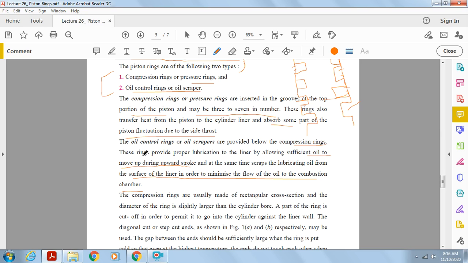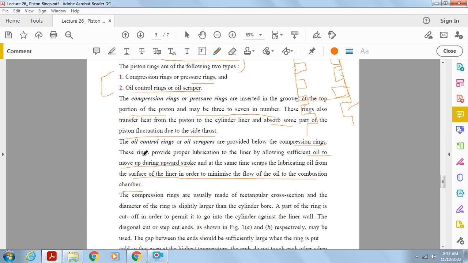Okay, so when there is the upward stroke, like from movement of the piston from BDC to TDC, in that case it helps as a supplier of the oil to maintain the system under complete coverage of the lubrication. Okay, now this is the oil control process. Another one is the oil scraping process. At the same time it scrapes the lubricating oil from the surface of the liner in order to minimize the flow of the oil to the combustion chamber. So you can understand that it behaves like a scraper as well as the controller of the oil.